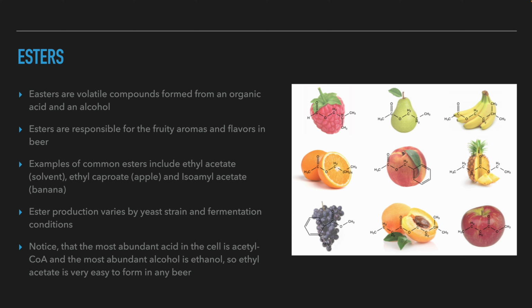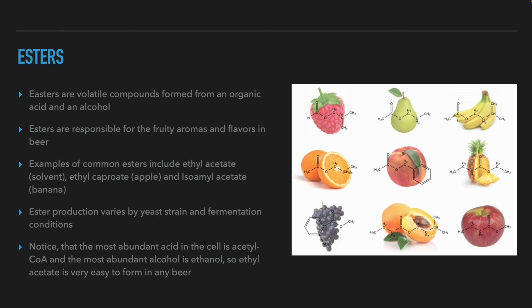Esters are volatile compounds formed from the interaction of an organic acid and an alcohol. Examples of common esters include ethyl acetate, which is composed of ethyl alcohol (ethanol) and acetic acid. This substance has a red apple aroma in small amounts and a burning solvent aroma in large amounts. There is also ethyl caproate, which consists of ethyl alcohol and caproic acid and has an apple aroma as well.